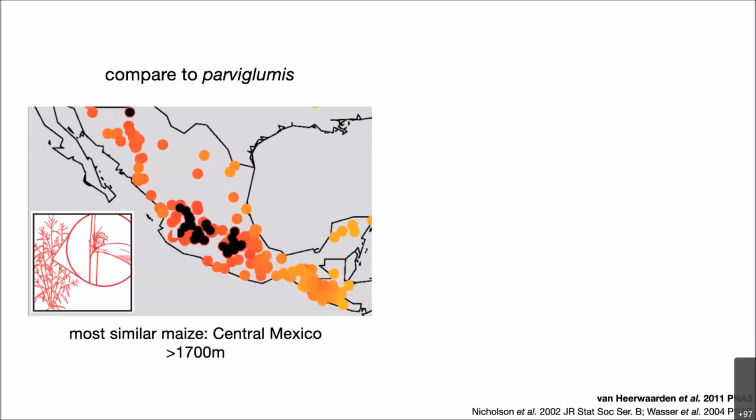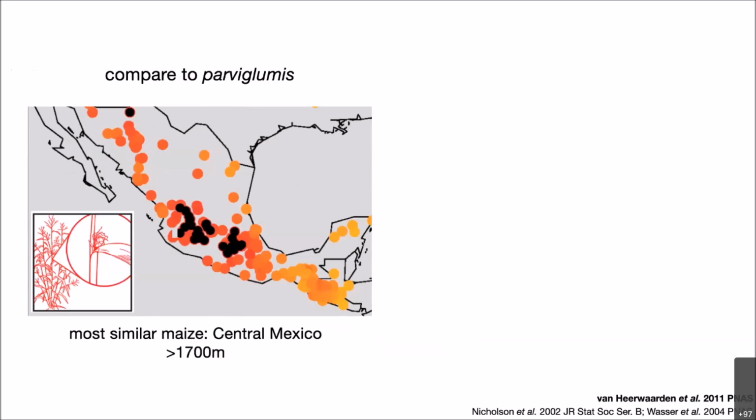And so what we did is we took a spatially explicit approach where we estimate an allele frequency surface across the map and ask which point on the map, first to replicate John's results, looks most like the direct ancestor of maize. And when we do that, we get a result very similar to John's. The black dots here show the sampling locations on the map that are most genetically similar to the direct wild ancestor Parviglumis. And again, they come from a geographic area that is not where Parviglumis grows. They're in the central highlands of Mexico above 1,700 meters.